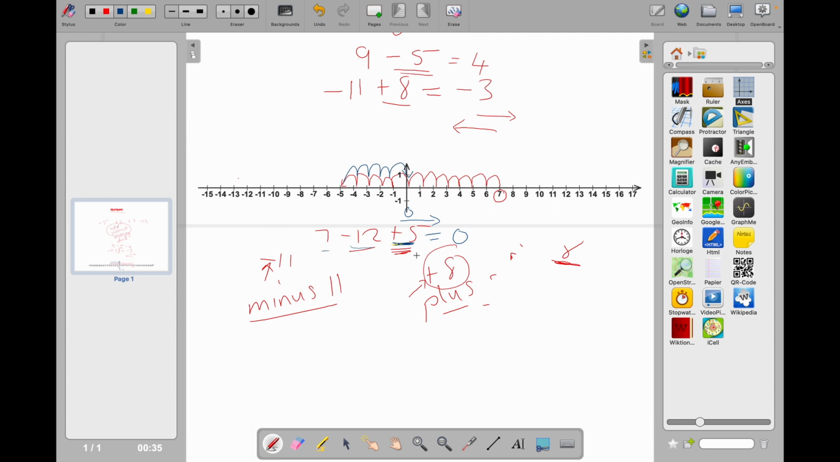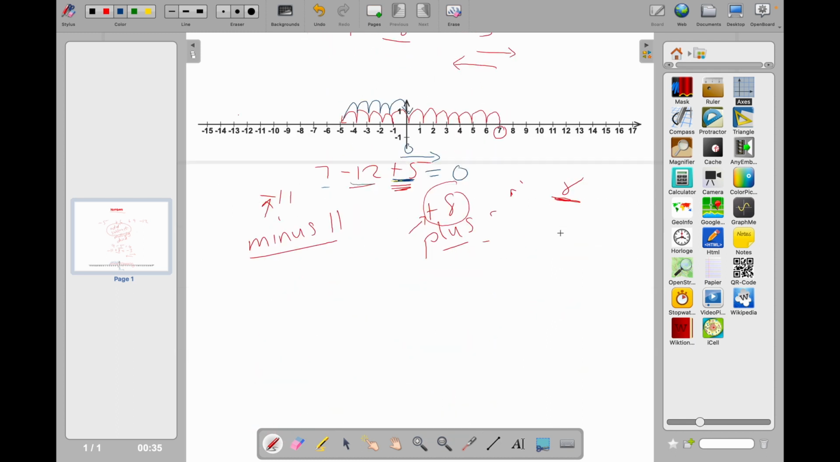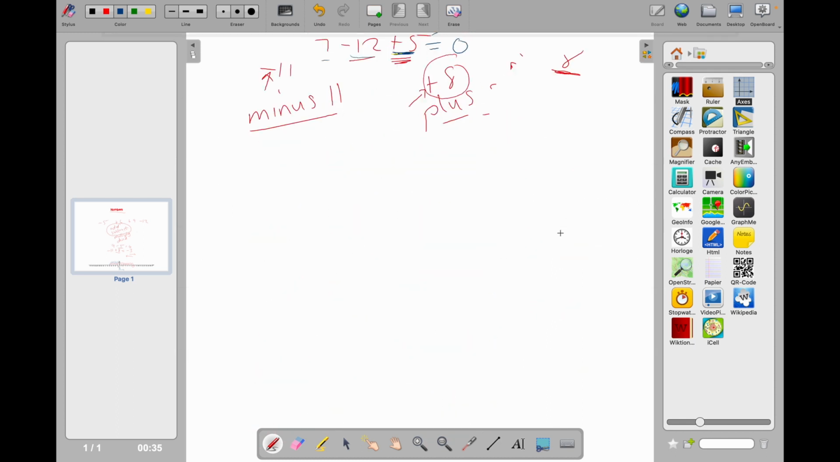So any problems with directed numbers, we can use the number line to solve those. These results give us an idea of a general rule about solving addition and subtraction. And what's the general rule?